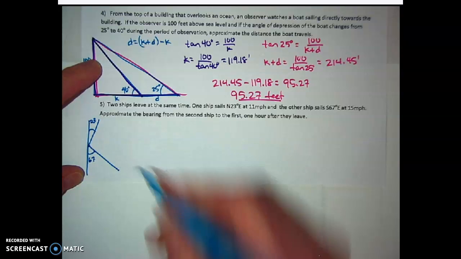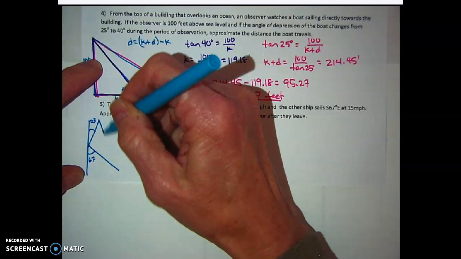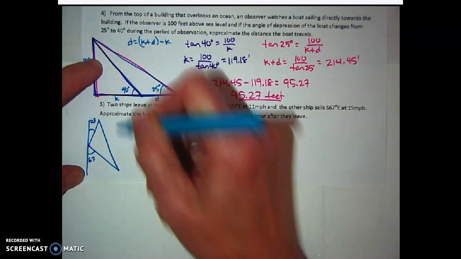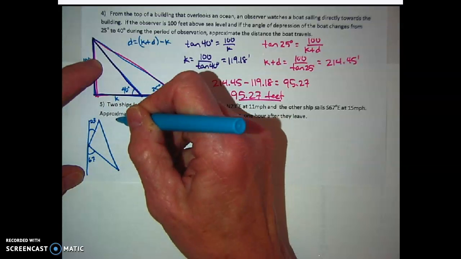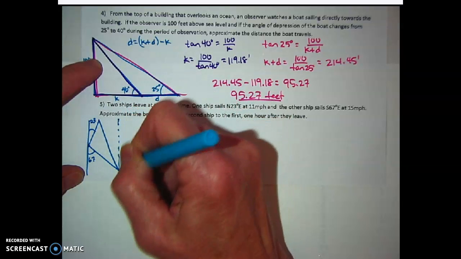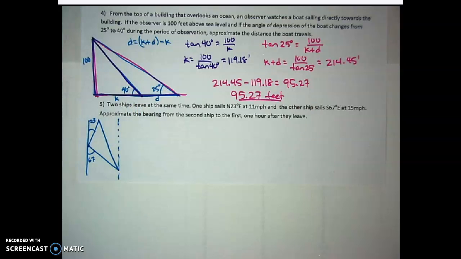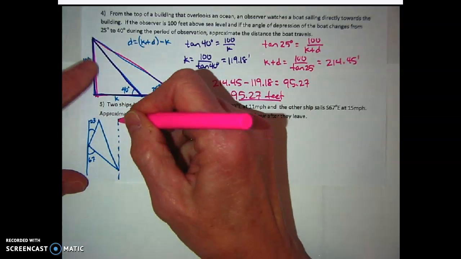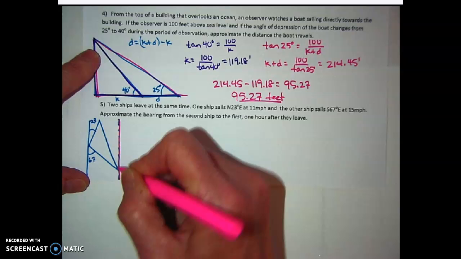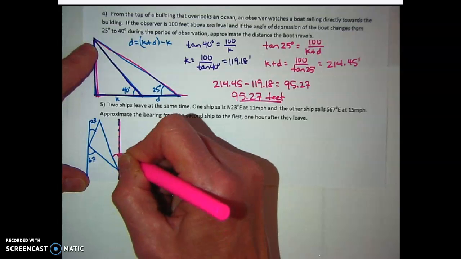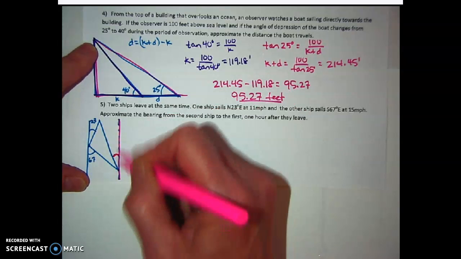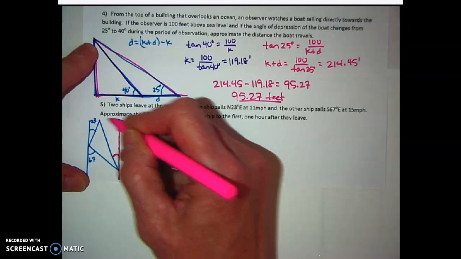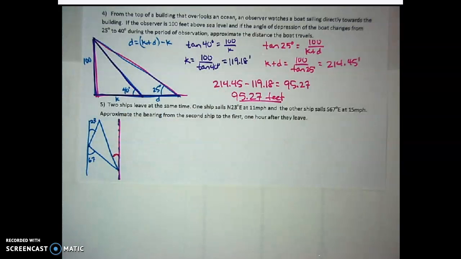Now, a couple things I need to point out. We don't need to find that distance. We need instead to find the bearing. So if this is the north-south line by the second ship, the bearing is going to be this angle here, which is what we need to find. So it's going to be north some degrees west from ship B to ship A.